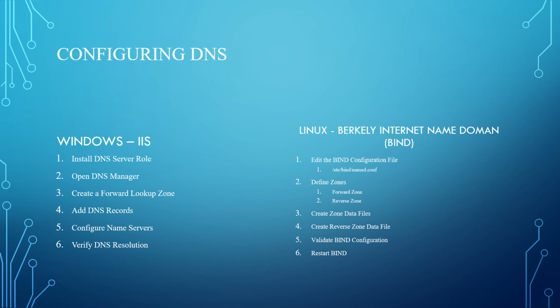Once the forward lookup zone is created, you can add DNS records for websites. These DNS records were mentioned on the prior slide. Name servers must point to the DNS server's hostname or IP addresses. These records specify which DNS servers are authoritative for the domain.